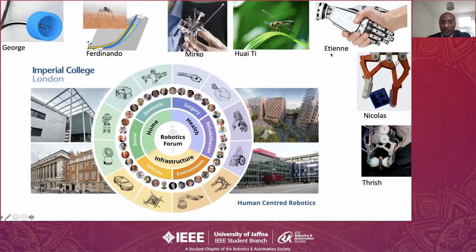Etienne Burdet's lab works on human-robot interaction, and Nicolas Rojas' lab on compliant actuators in grasping, and my lab is working mostly on soft robotic haptic perception and embodied intelligence. So I am the present chair of this Imperial Robotics Forum, and we have a nice community.